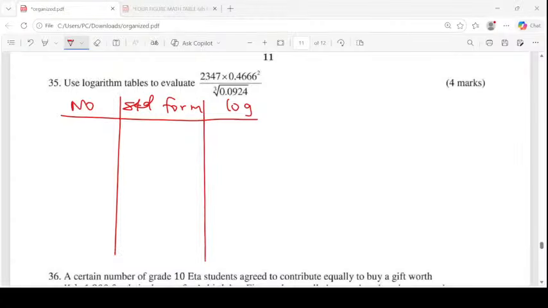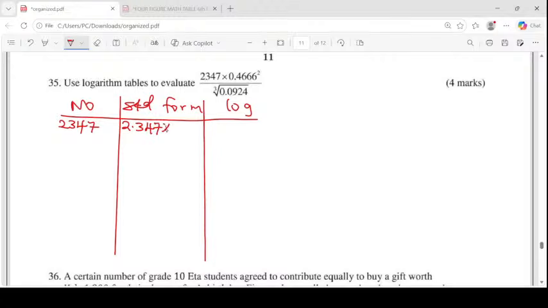The first case, we have 2347. In standard form, this number will be written as 2.347 times 10 to the power of 3. The power becomes the characteristic. This will be 3 point. Then we go to the tables, tables of natural logarithms.